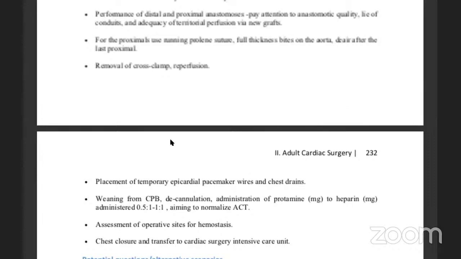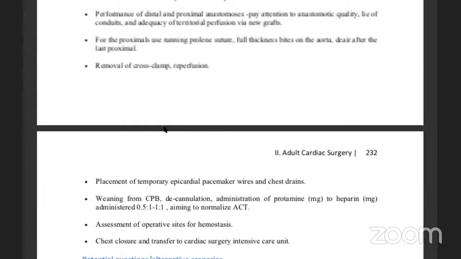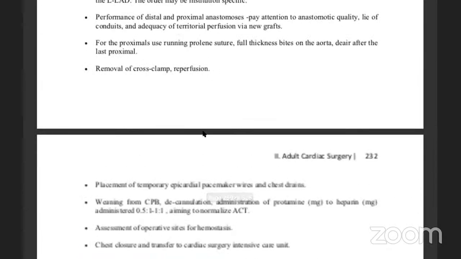I'm sorry, I didn't hear you. I was disconnected. Doctor, what was your question? Your voice was cutting out, I didn't hear. I was asking about how do you de-air the coronaries, and if you have seen it in the OR.